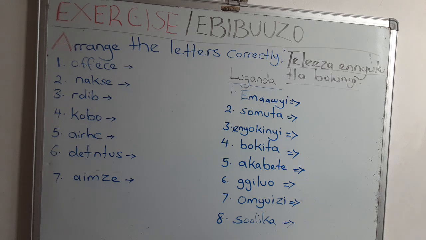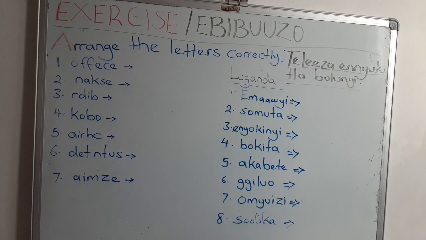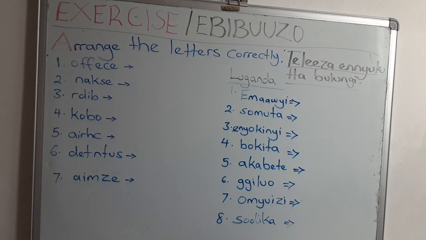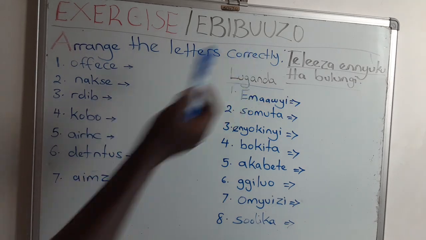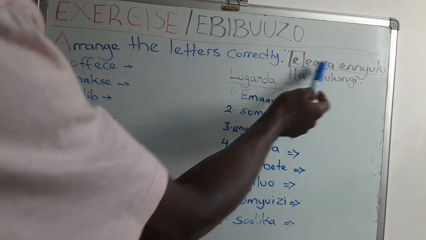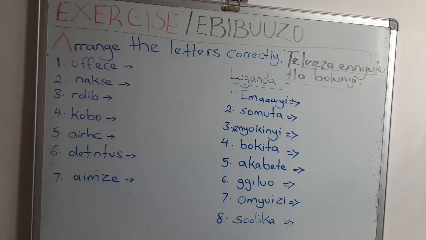Okay, so the question is, arrange the letters correctly. Arrange the letters correctly. And in Luganda, arrange kitegeeza tereeza ennyukuta bulungi. Once again, arrange the letters correctly. It's going to be tereeza ennyukuta bulungi. So we're going to organize this to form meaningful words. Once again, you're going to organize these letters to form meaningful words.